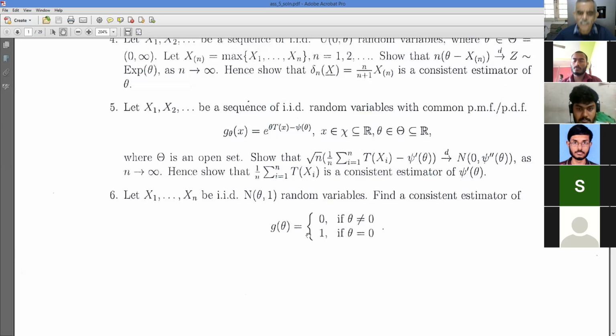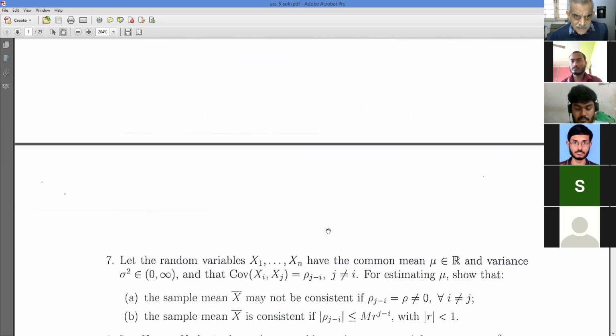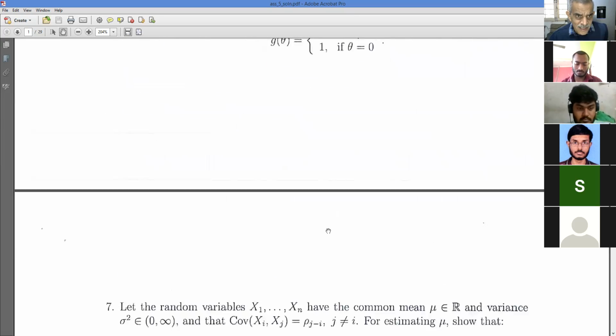So it looks like a modified estimator could be: my estimator is 1 if x bar is near 0 and 0 otherwise. X bar is near 0 means mod of x bar is less than some kn, and 0 otherwise. So my intuition suggests an estimator which would be 1 near 0 and 0 otherwise. That is the estimator I should try, right? And that is what problem number 6 is.